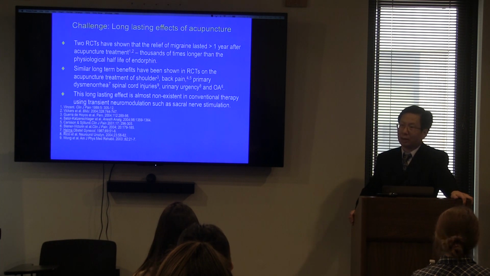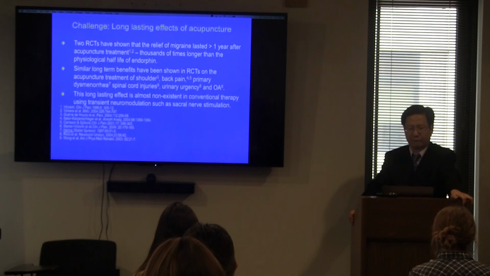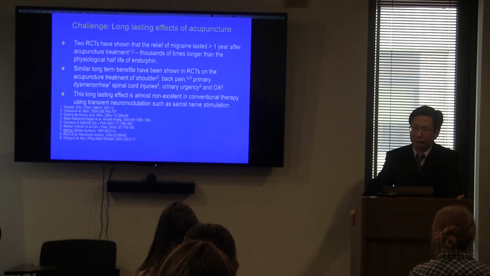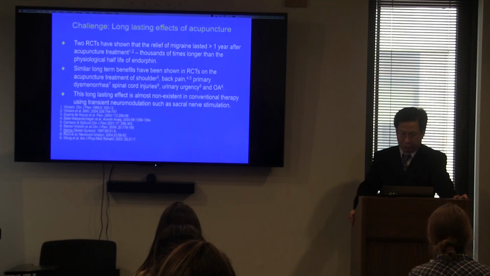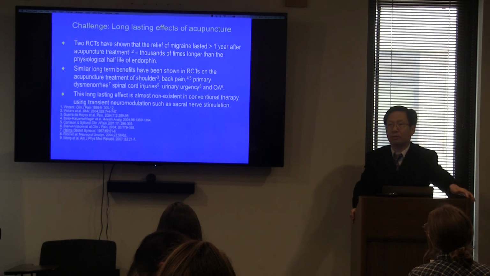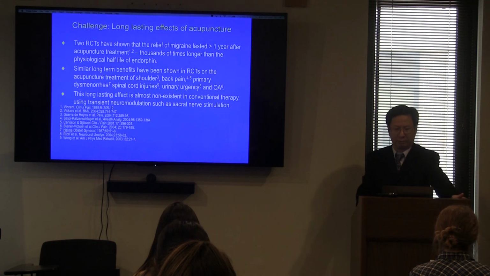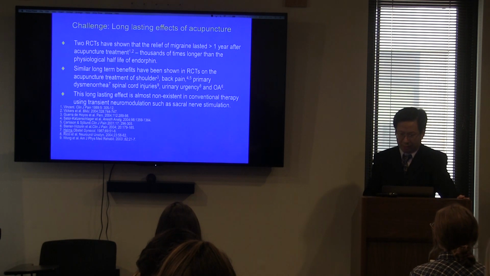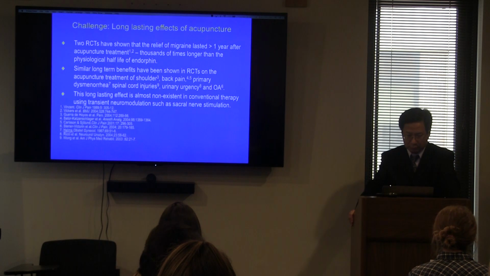Another challenge is the long-lasting effects of acupuncture. Numerous randomized controlled trials have shown that the effect of acupuncture can last many months or even years after the cessation of the treatment, and that's much longer than the half-life of endorphin. If you stop taking morphine, the pain relief will be over within several hours. Even with a long-lasting narcotic, it will be over in a few days. So that doesn't make much sense in neurobiology.